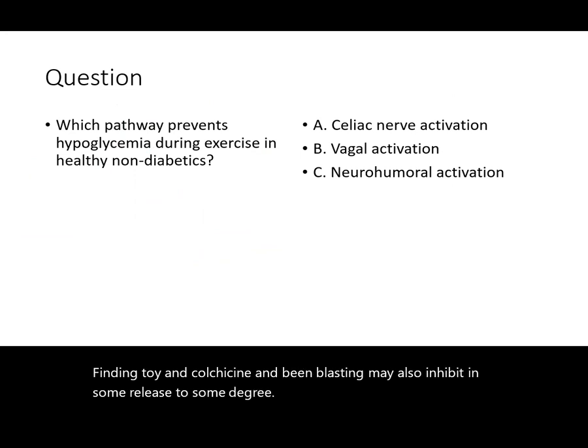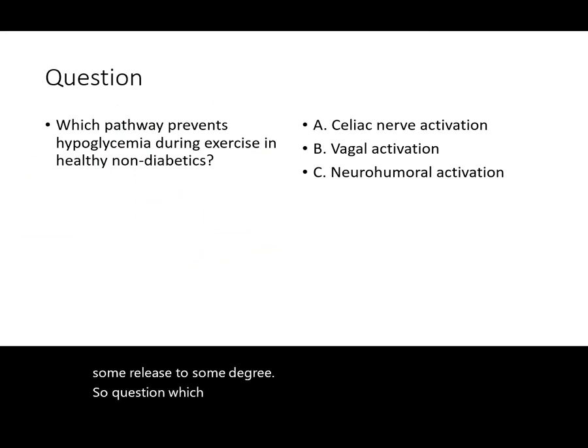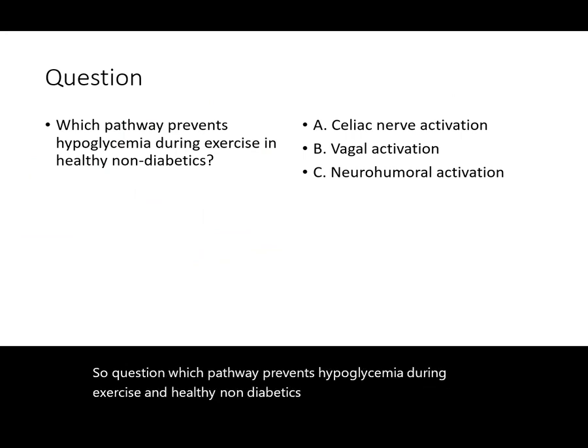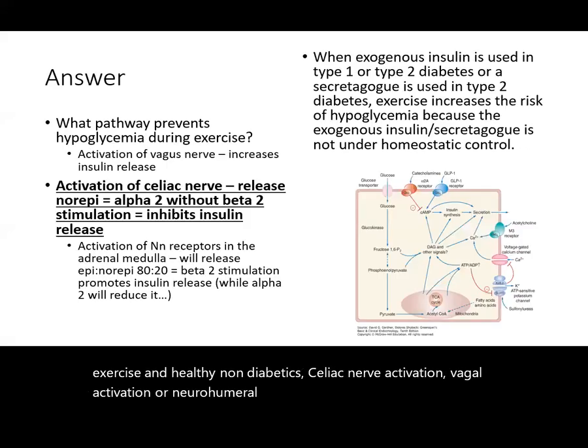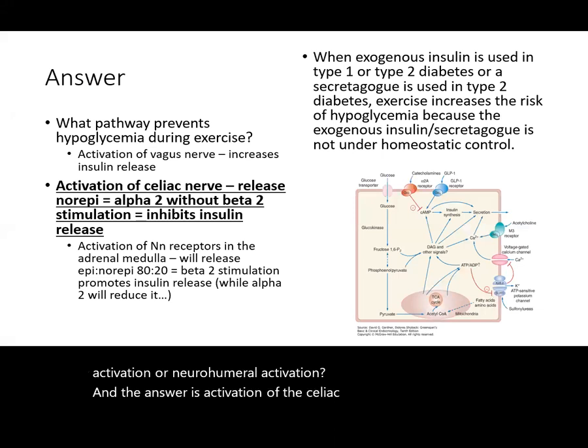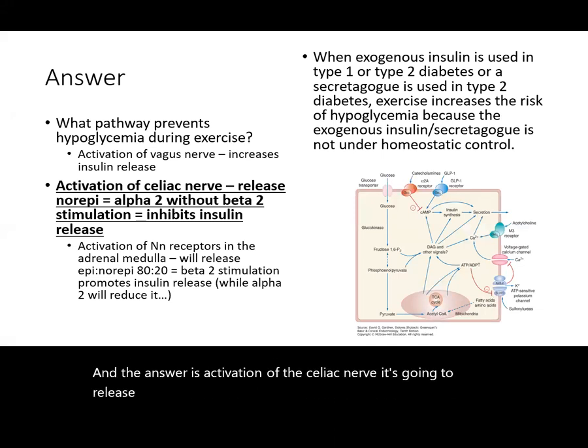So question, which pathway prevents hypoglycemia during exercise in healthy non-diabetics? Celiac nerve activation, vagal activation, or neurohumoral activation? And the answer is activation of the celiac nerve. It's going to release norepinephrine. We have no beta-2 activity from norepi, remember, so we get alpha-2 activation, which is going to inhibit insulin release.